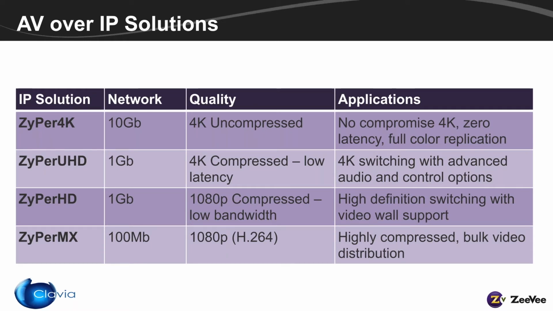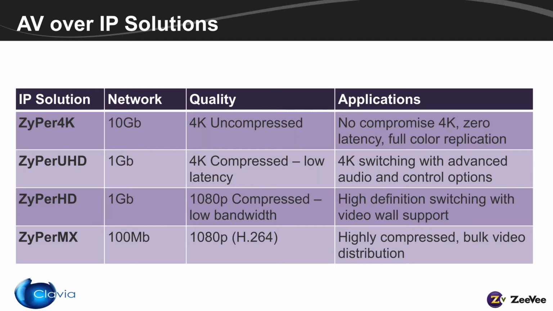ZeeVee's approach to this is not a one-product-fits-all solution. We've got solutions which are applicable to different types of applications. Zyper HD is a solution which is heavily compressed. It'll work on a 1 gig network, but because you're using compression, there will be latency. For something like digital signage or moving video around where latency isn't an issue, it's absolutely perfect. Right at the top of the chain is Zyper 4K, an uncompressed solution with zero latency, pixel for pixel, which really gives you the best performance of all.